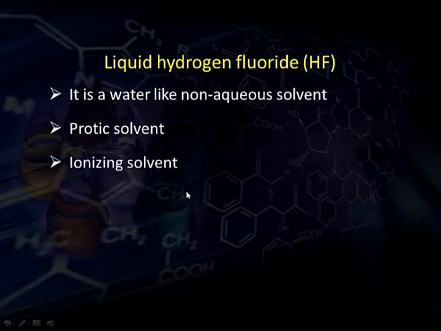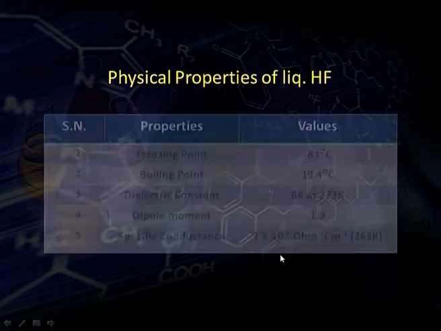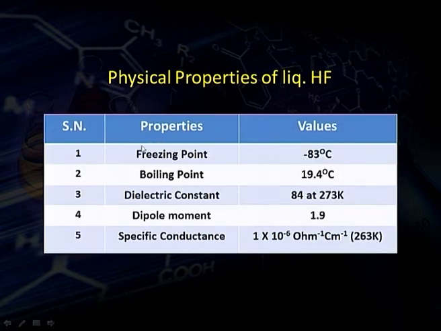It is also an ionizing solvent and it undergoes auto-ionization to give H2F+, which is fluoronium ion, plus F-, which is fluoride ion. Next are the physical properties of liquid HF. The physical properties have been tabulated in the form of a table.